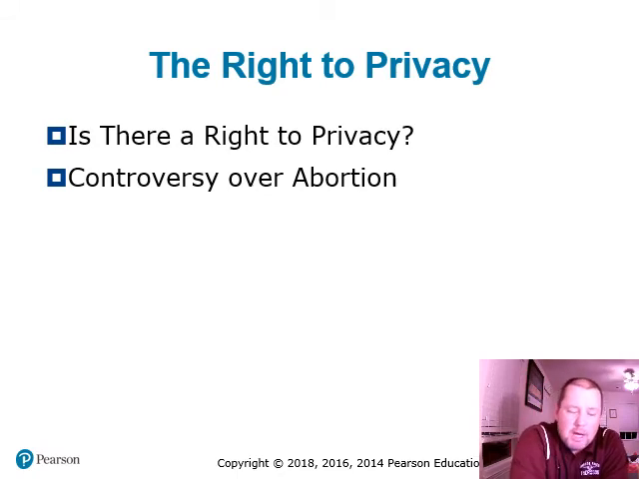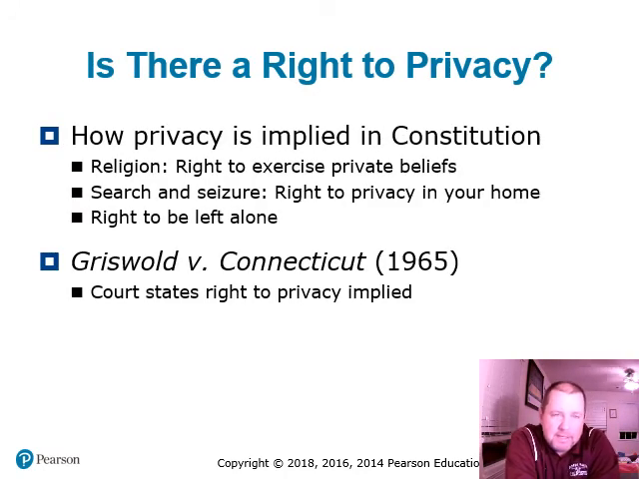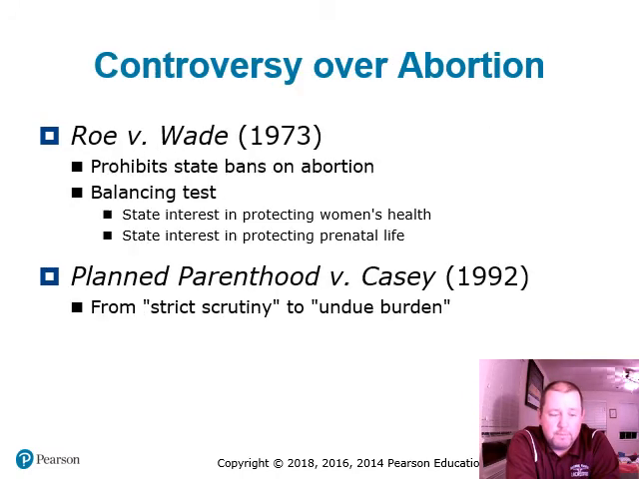Right to privacy. Do we have a right to privacy? Theoretically, this is the Ninth Amendment. The Ninth Amendment is basically a catch-all. It says that we have more rights than what are listed. Griswold versus Connecticut is a really significant Supreme Court case in which the Supreme Court basically admitted that a right to privacy is implied between the Fourth and Ninth Amendments. So you have a right to privacy according to the court.